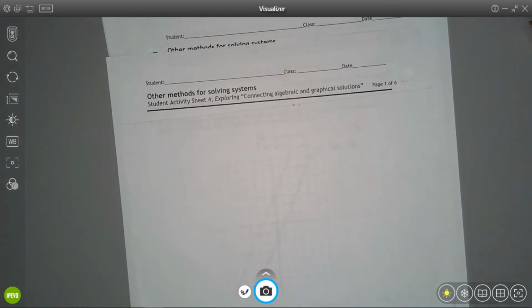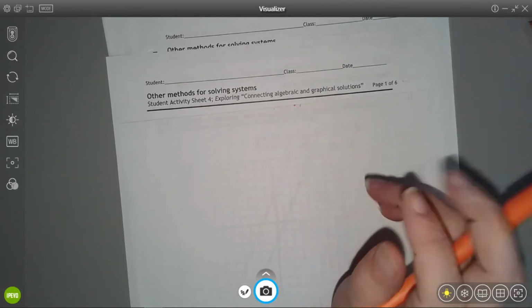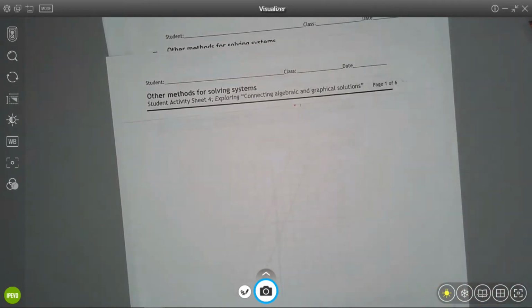Hey guys, Algebra 1, Topic 11, Student Activity Sheet 4. Okay, here we are going to connect our algebraic and graphical solutions together.